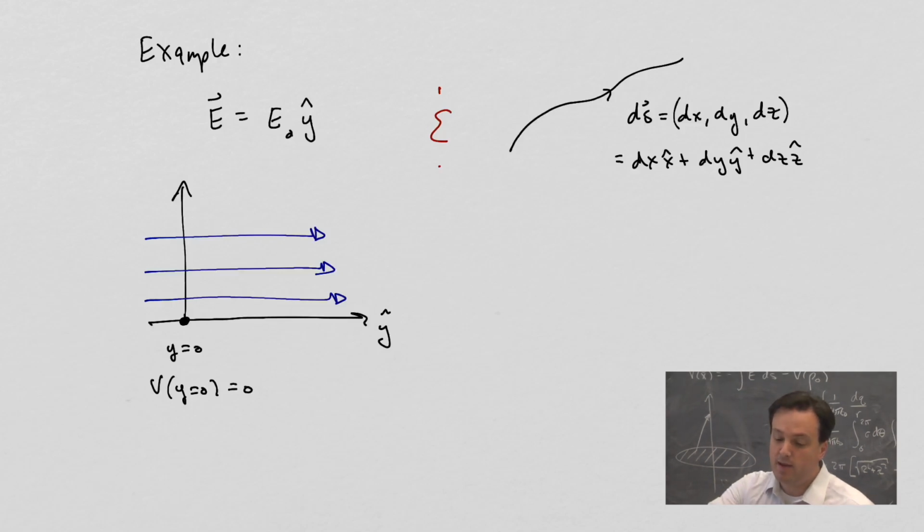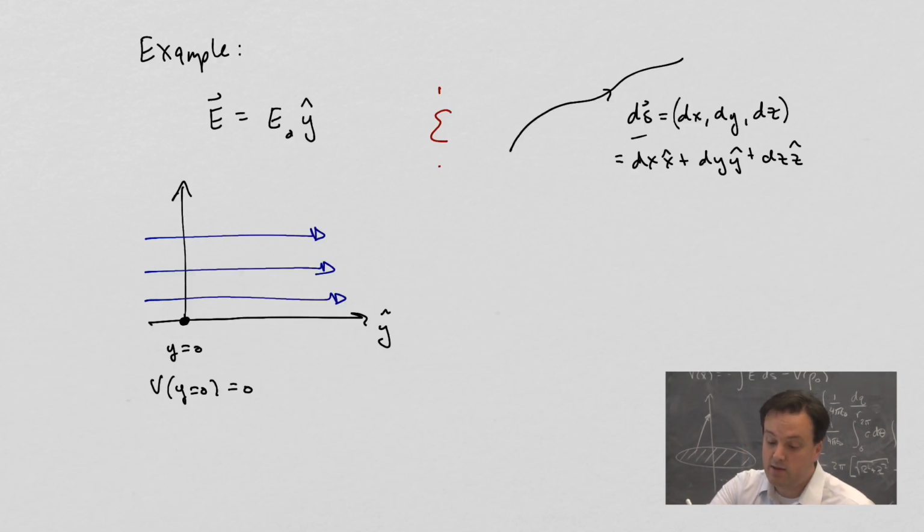I'm also going to take my parameterization to be any path whatsoever. So I'm going to call ds just the vector dx, dy, dz. My infinitesimal part of the parameterization is a little bit in the x direction plus a little bit in the y direction plus a little bit in the z direction. There's no way to get more general than that when talking about a parameterization.